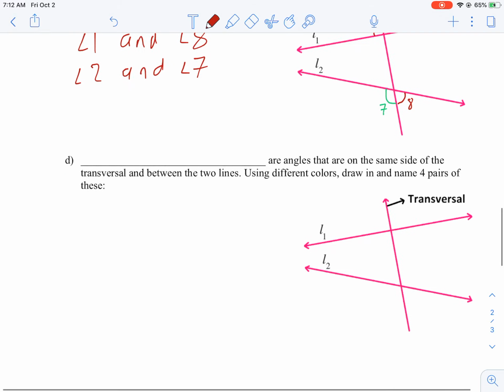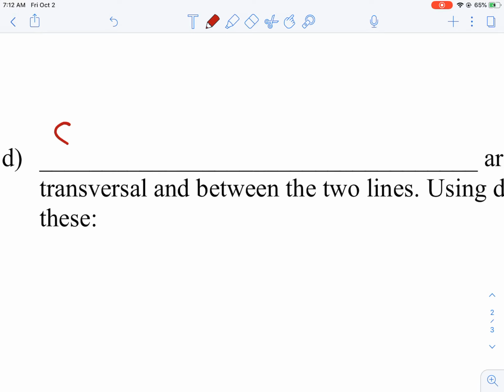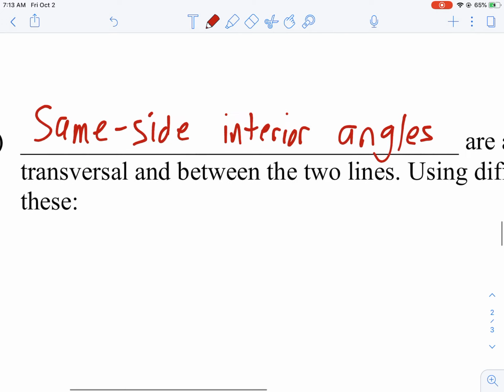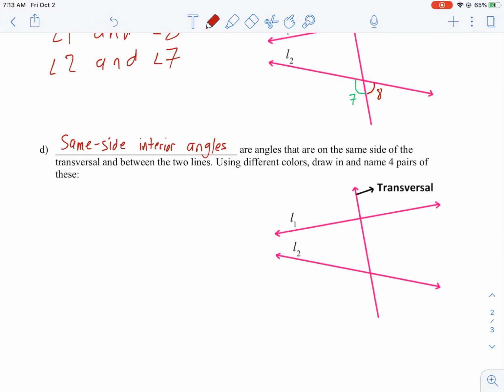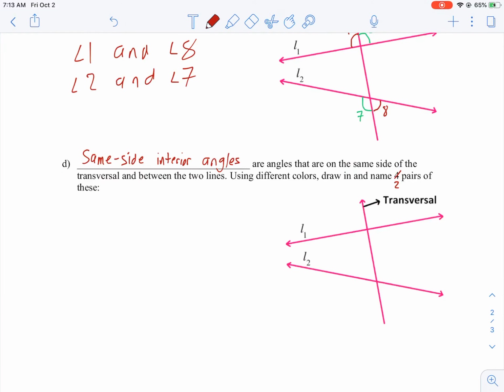All right, last one. This one is easily defined by its name. Its name is same side interior angles. And you guessed it, it's the interior angles that are on the same side of the transversal. So you've got same side right there, and it's in between the two lines. It's on the interior. I don't know why I must have just copy and pasted the last sentence.